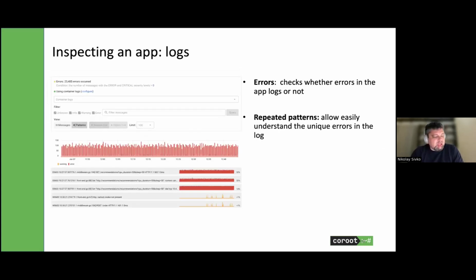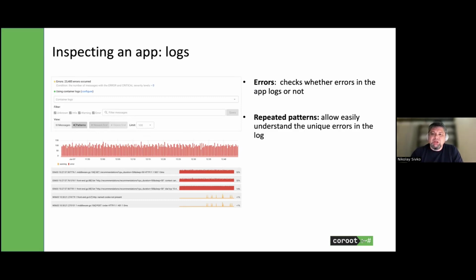And logs. Our agent discovers and gathers logs of each application. And in the single pane of glass, you can see the relevant logs. But I believe that it's not super useful to analyze logs line by line manually. And that's why we implemented repeated patterns extraction from logs.